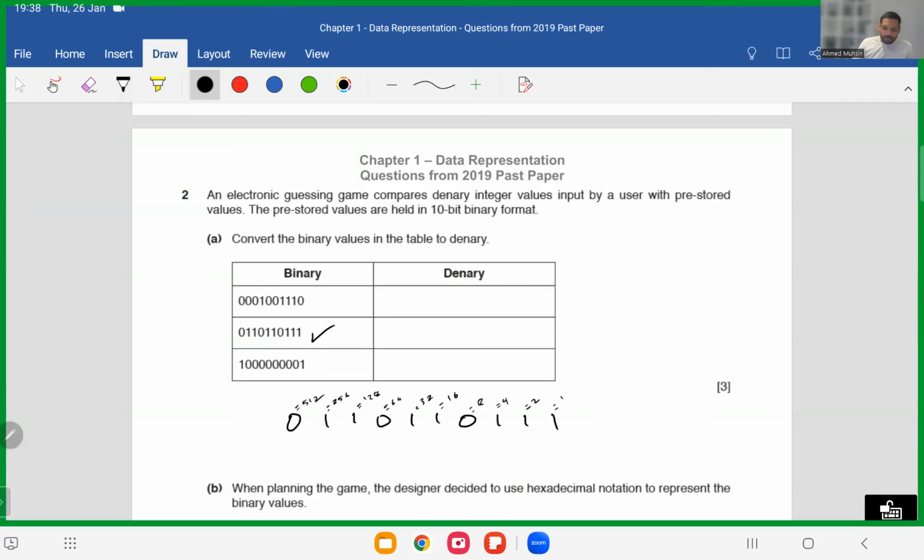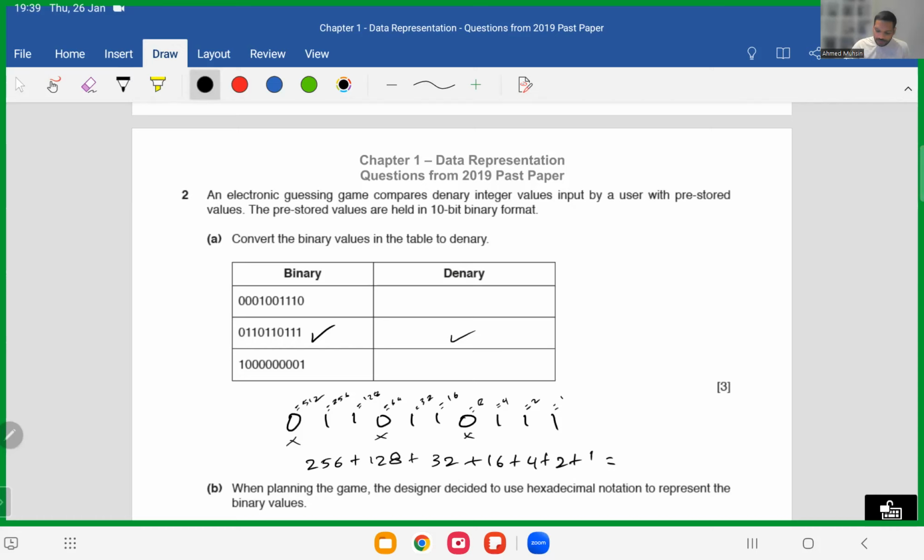Then I have told you guys, ignore the zeros. You don't need to worry about the zeros. You only need to focus on where the ones are. So very simply, you will have 256 plus 128 plus 32 plus 16 plus 4 plus 2 plus 1. If you were to add all of this, you would get the denary value that you can put over here. Let's see if we can do one more question.